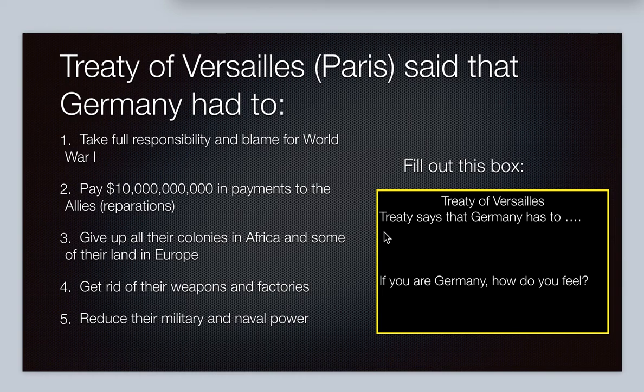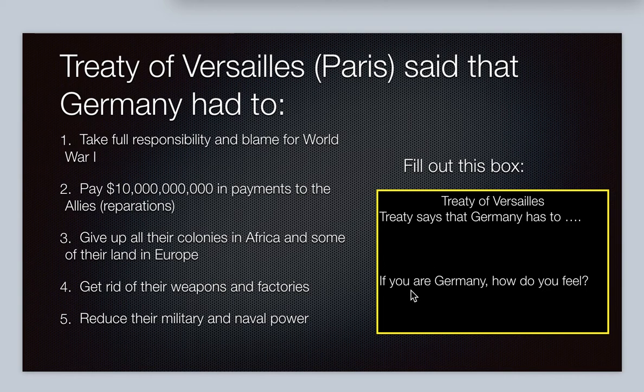Number five, they have to reduce their military and their naval power. So the goal of this treaty is really to put Germany in a position where they cannot attack anyone again. Does this work? We all know the answer is no, but they did try.